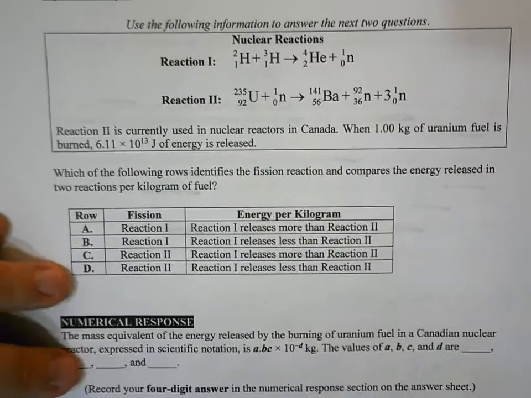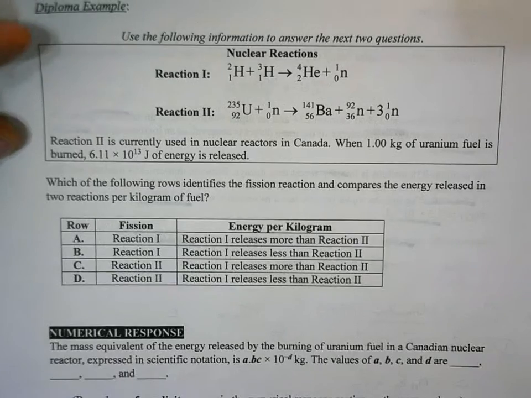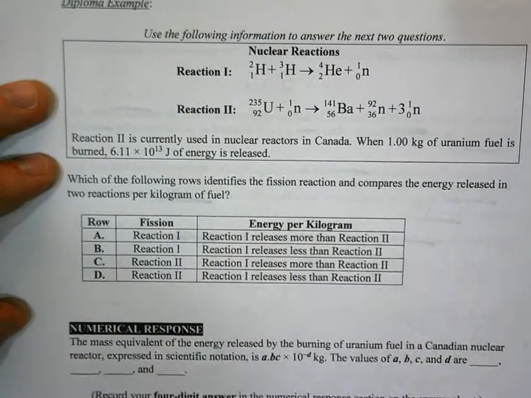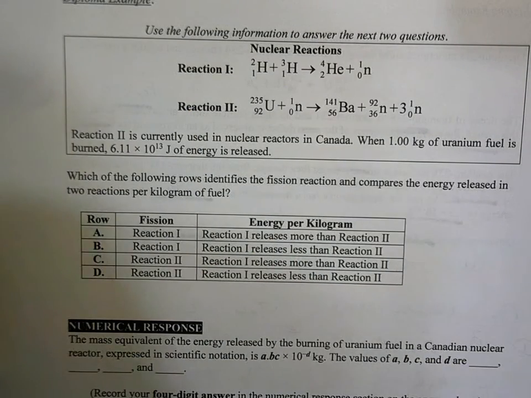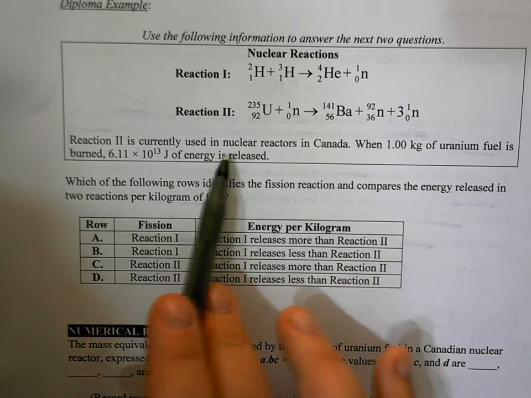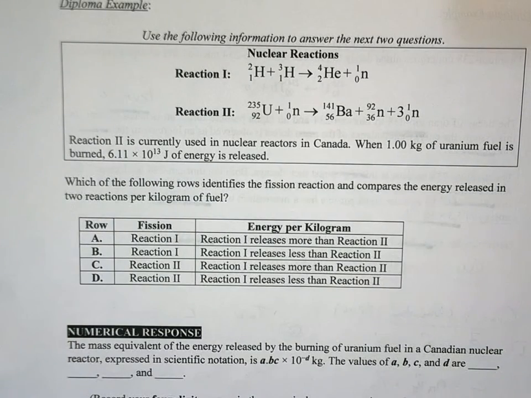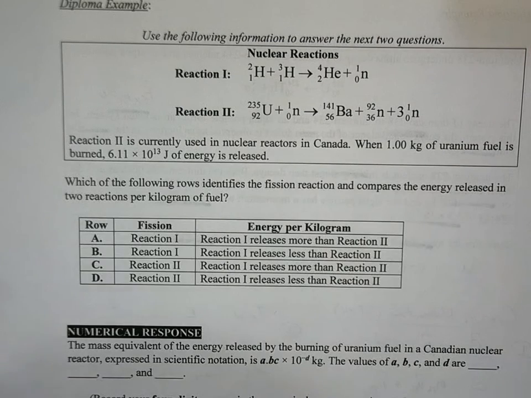All right, let's finish up with another diploma example here. So we have the following information. We have this reaction here, and we're told about reaction 2, we use it in nuclear reactors in Canada. If we're told it's used in a nuclear reactor, that's pretty much a guaranteed hint that it's fission. And then we have 1 kilogram of uranium fuel, we're able to produce 6.11 times 10 to the 13 joules of energy being released. So which of the following rows identifies the fission reaction and compares the energy released in 2 reactions per kilogram of fuel? So reaction per kilogram.